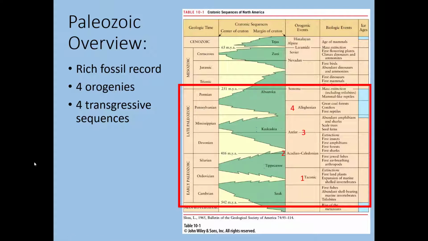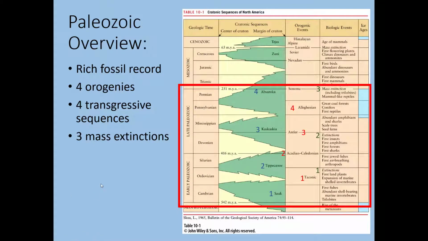Finally, the Paleozoic is characterized by 3 of the 5 mass extinctions that we see in the Phanerozoic Eon, beginning in the Ordovician period, another one at the end of the Devonian period, which we're not going to talk about too much, but then we'll spend a great amount of time talking about the mass extinction that ended the Permian period and also ended the Paleozoic era.